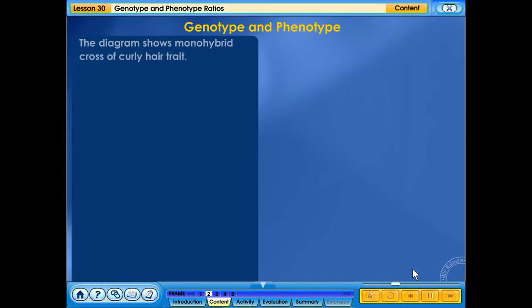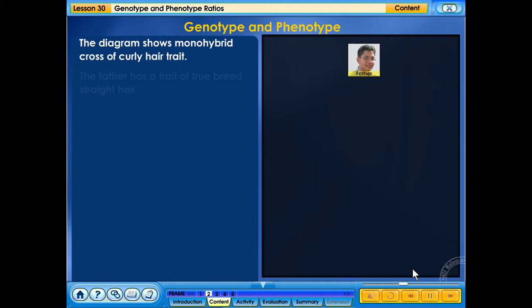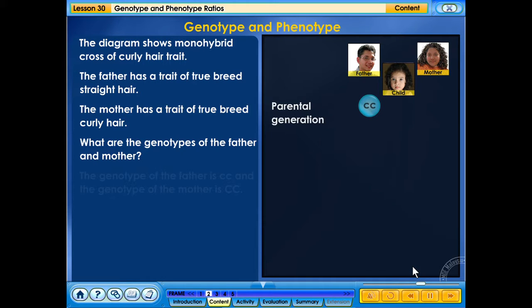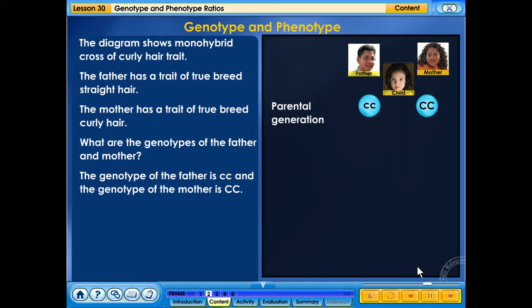The diagram shows a monohybrid cross of the curly hair trait. The father has a trait of true breed straight hair. The mother has a trait of true breed curly hair. What are the genotypes of the father and mother? The genotype of the father is small c small c, and the genotype of the mother is capital C capital C.